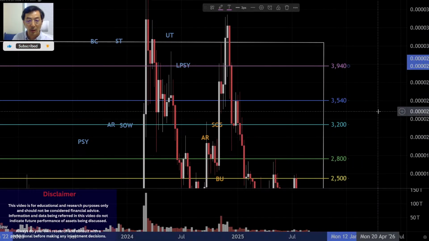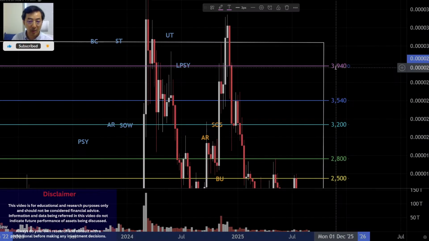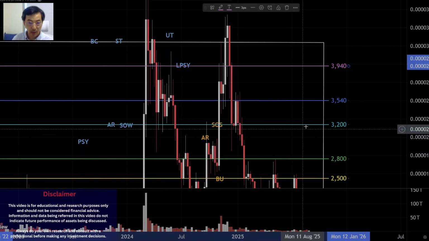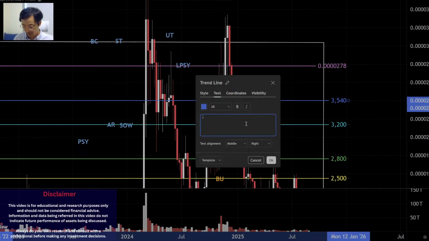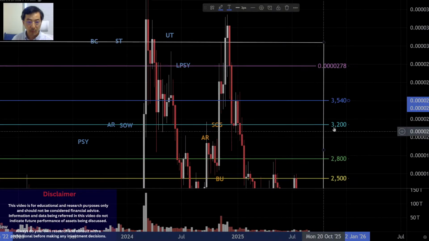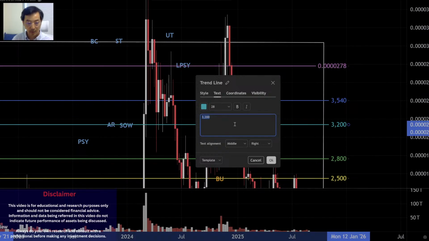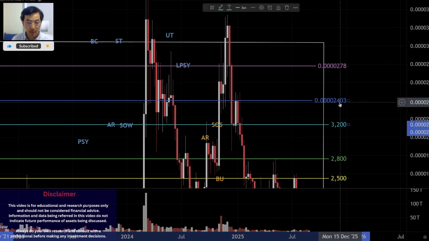Now is the price point. There are a lot of zeros for SHIB, but that's fine. That's 4 zeros and 278. Let's change it. 4 zeros and 278. Okay. Next one. 2403. Again, 4 zeros. 2403. A lot of zeros, yeah. 2138. 1234, 2138. Yep, that's it. Did I put it in?